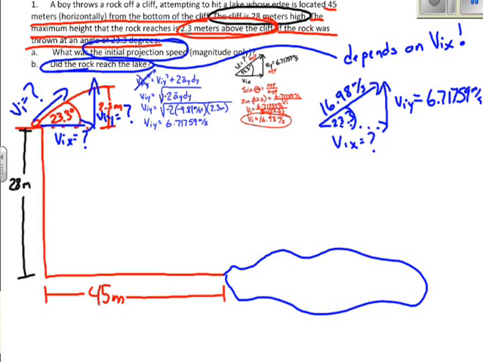I could easily use the Pythagorean theorem to figure out vix. So a squared plus b squared equals c squared, where I'm given sides a and c and I'm asked to solve for side b. The other way to do it is to use the tangent function.